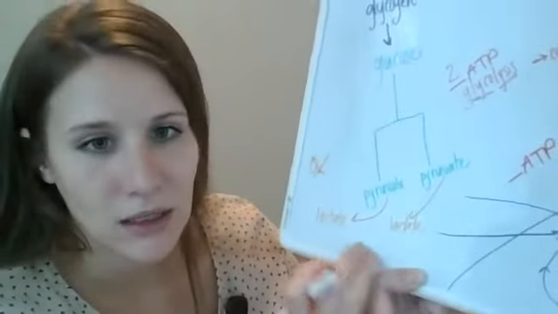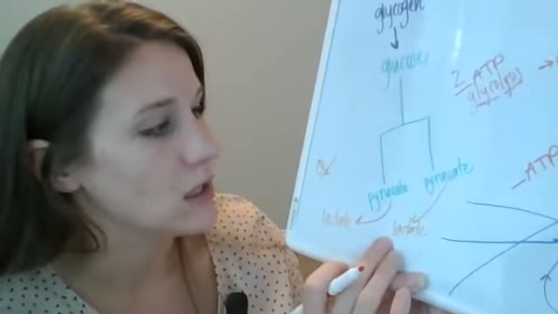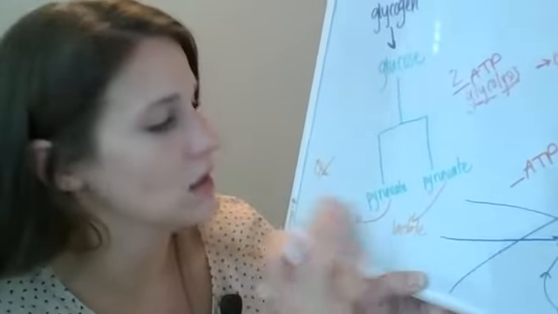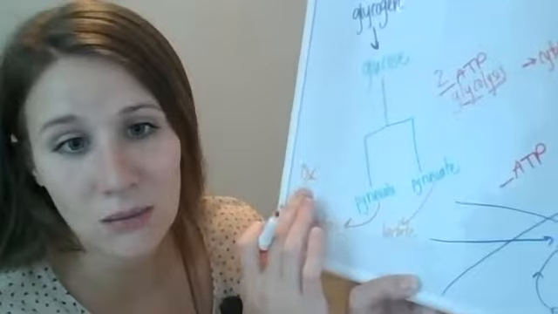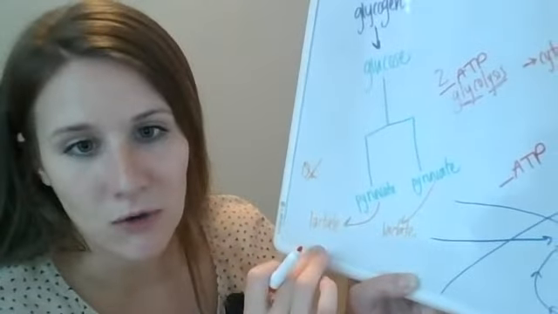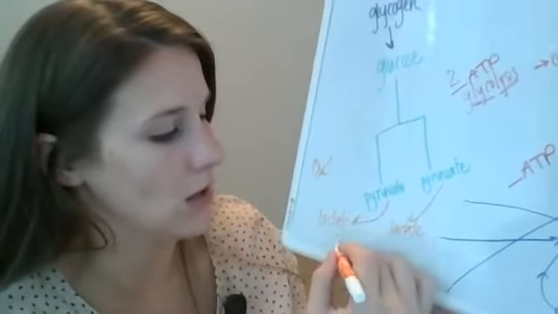Okay, we'll talk about lactate in a little bit more detail. So this would be considered anaerobic glycolysis because it's without oxygen. Oxygen is not present, our pyruvate will be converted into lactate. Okay, so again, anaerobic here.